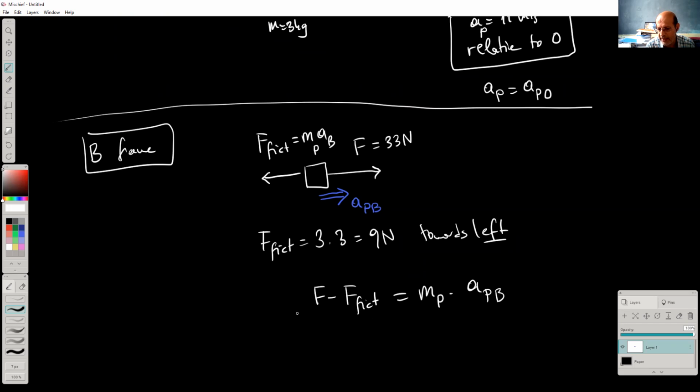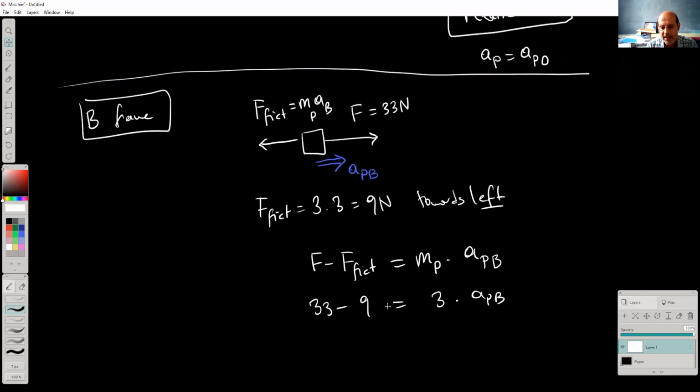Again, let's remember that this force is real. This force is just fictitious, it's imaginary. So as a result, the net force is 33 minus 9. Mass is 3, so I need to solve for this. So therefore, this is 24. So therefore, the acceleration of the box is equal to 8 meters per second squared.